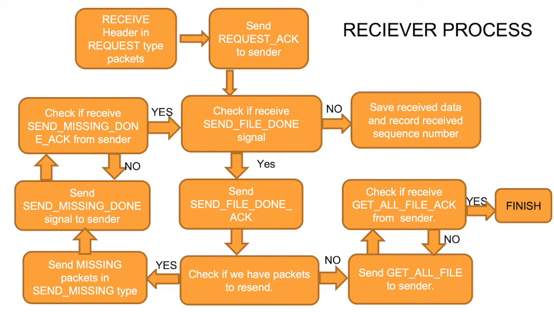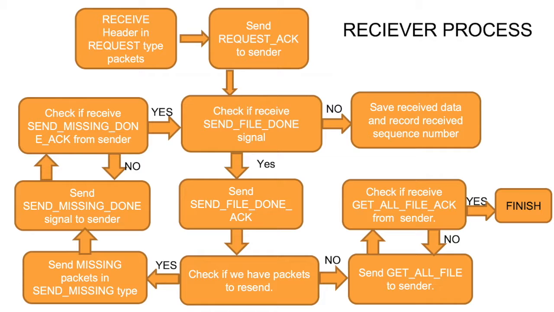For the receiver process, first it will receive a header packet in the request tab. That means it will include the information about how many frames the receiver is going to receive, and the receiver will send back the request acknowledge to the sender. And after that, the receiver will listen, waiting for the packets from the sender.